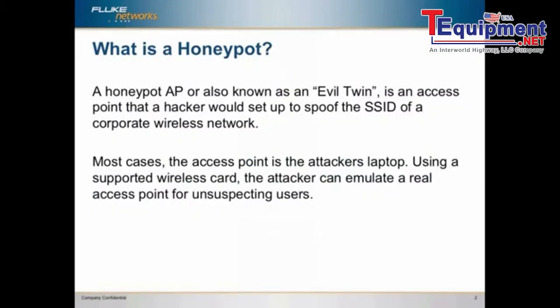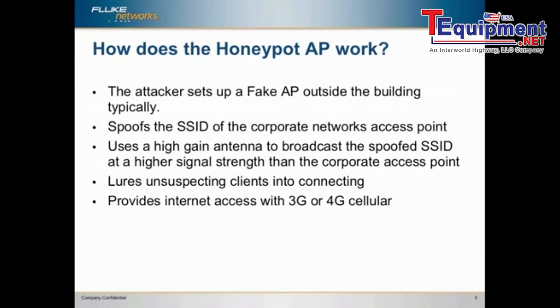Okay. So what is a Honeypot AP? A Honeypot AP, also known as an evil twin, is an access point that a hacker can set up on his laptop as a software AP that will spoof the SSID of a corporate wireless network or a hotel or a hotspot. It's really up to the attacker as to what he really wants to target. Again, the attacker will set this up usually on his laptop using a Linux distribution and a supported wireless card that has injection capabilities.